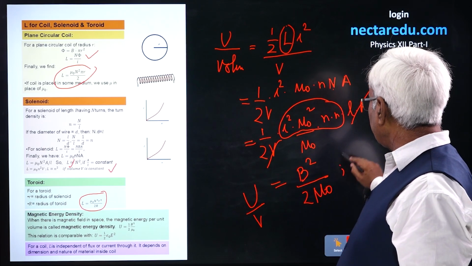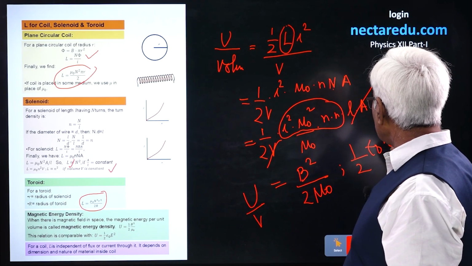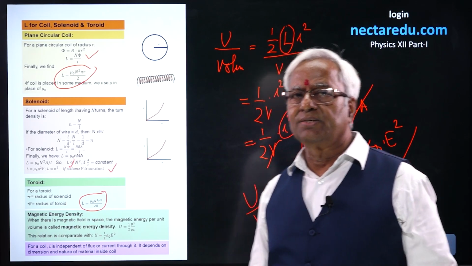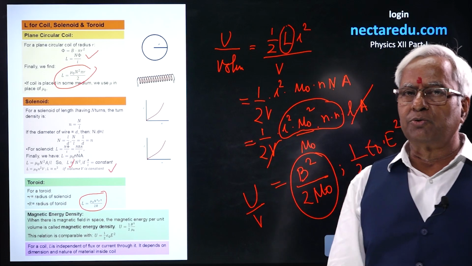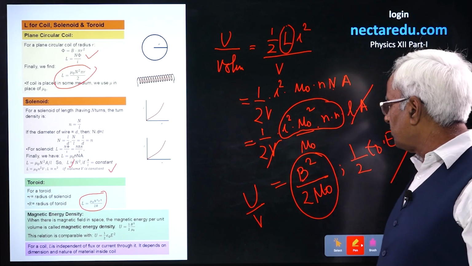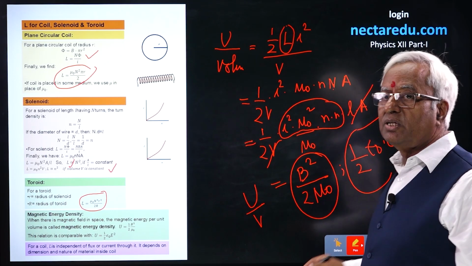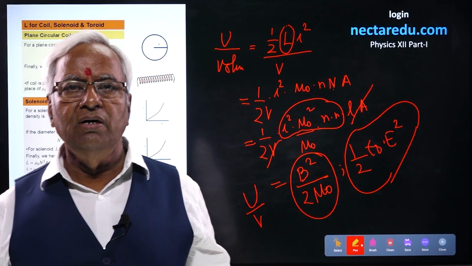This is quite comparable with the relation half epsilon naught E square in the case of electrostatic energy density. Magnetic energy density will be given by B square upon 2 mu naught, whereas the electrostatic energy density will be given by half epsilon naught E square. Means energy density always depends on the square of the field.